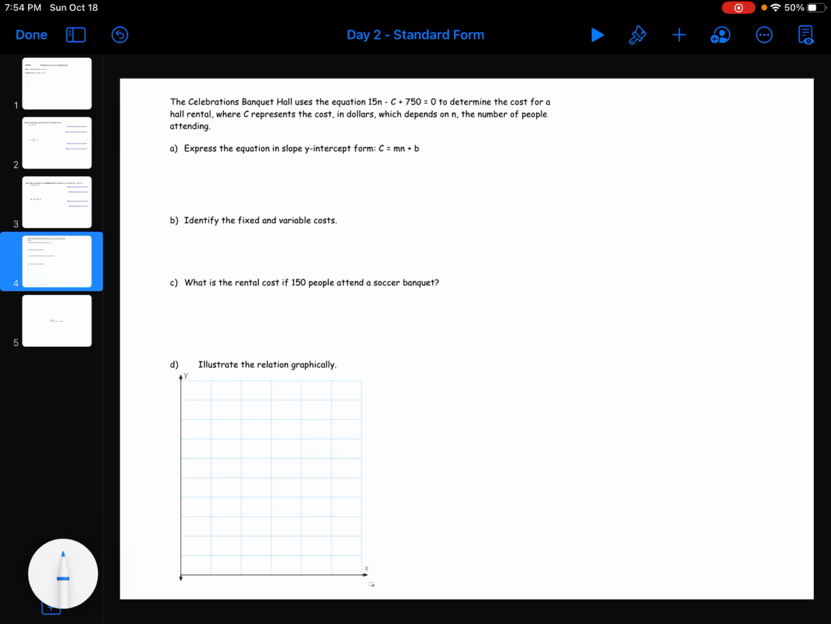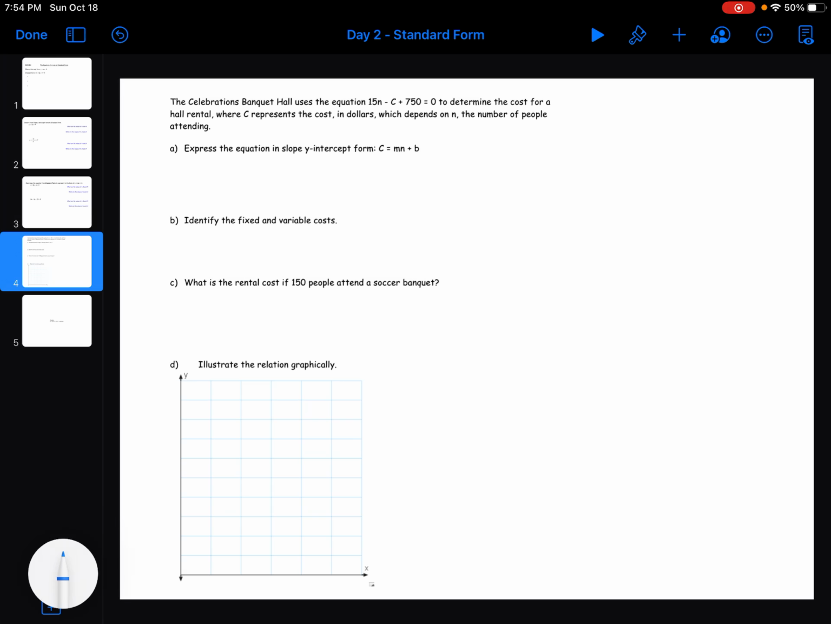Now it says identify the fixed and variable costs. Well, the fixed cost is the 750. Okay, that would be the cost for just renting the hall. The variable cost is the 15n. That's the number of people. Okay, it's $15 per person, and that can change depending on how many people are there.